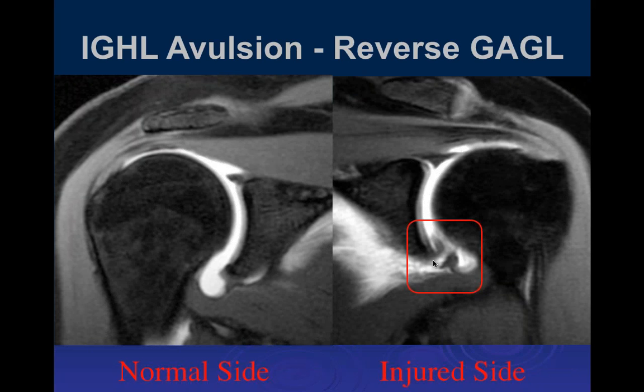Answer a question. If you're looking at an anatomic specimen, or even a shoulder you're operating on, before you open it up, can you see the anterior glenohumeral ligaments through the capsule?